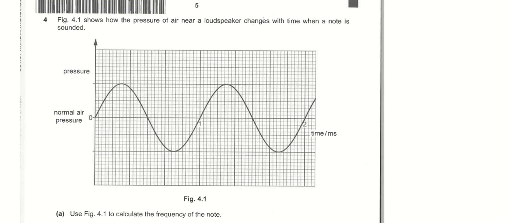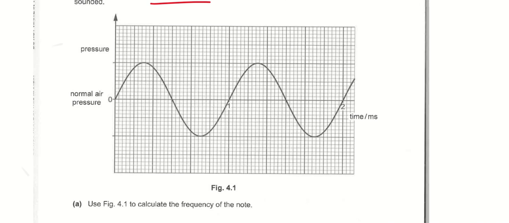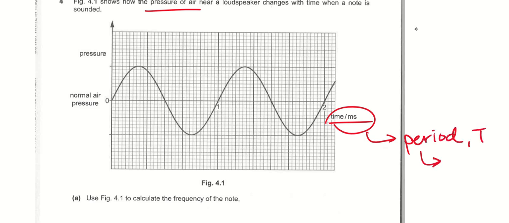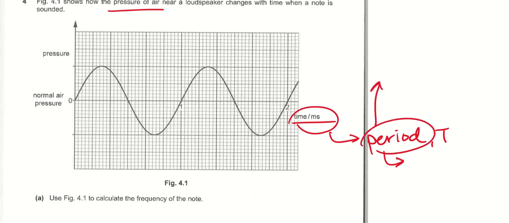So figure 4.8 shows how the pressure of air near a loudspeaker changes with time when a note is sounded. So this one looks quite familiar. Not sure if this has come out in previous year. So this is time. So this is pressure versus time, right? So with time, I can actually find period because this is wave, right? If I can find period, which is T, which is the time taken to complete. Remember, period is the time taken to complete one wave.